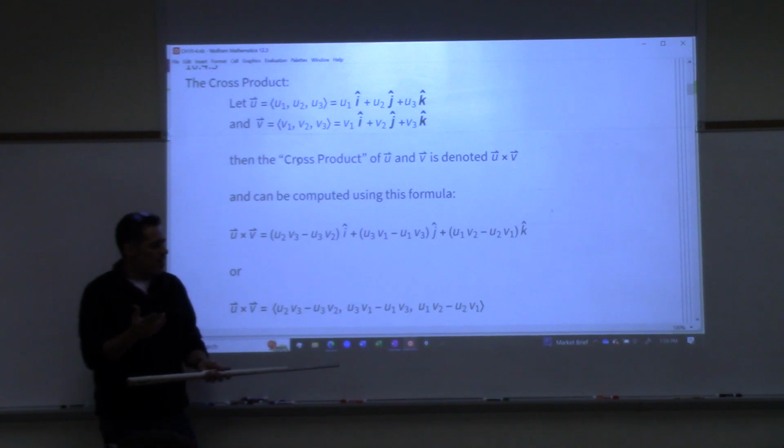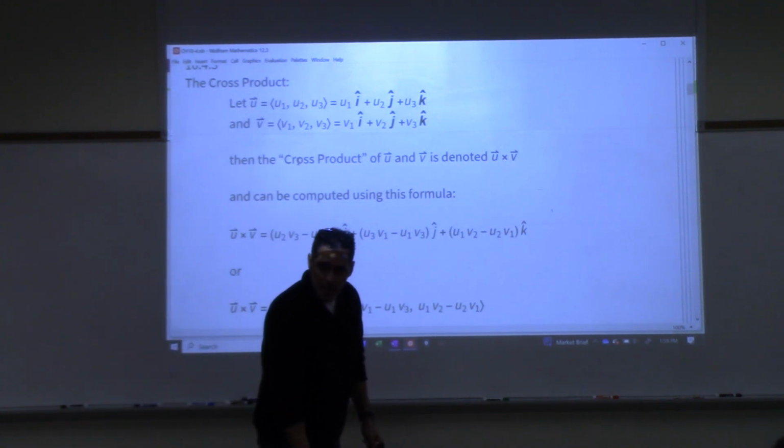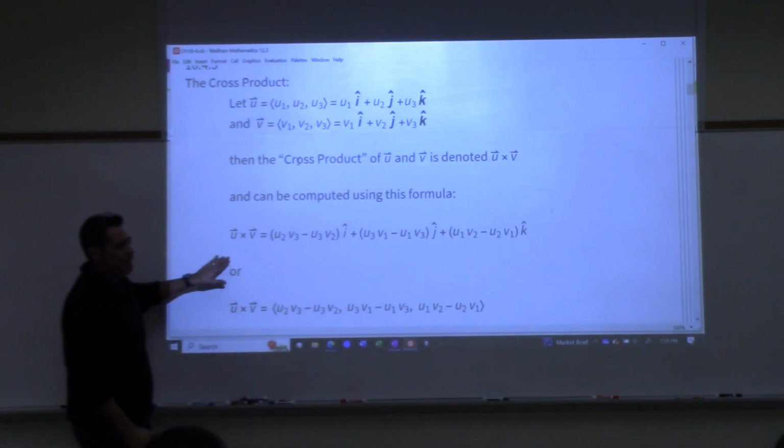Because dot products were pretty straightforward, weren't they? Yeah, they're pretty straightforward. Cross products are not as simple. The formula is not as easy. This is the formula, and this is the notation.